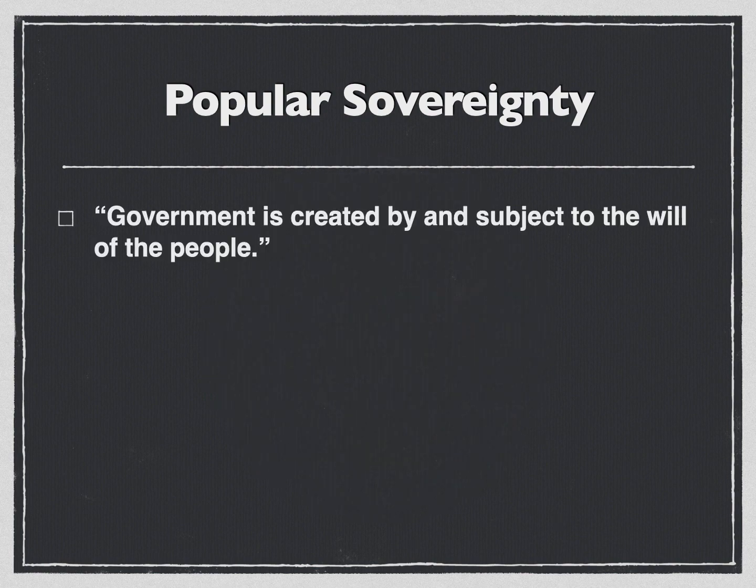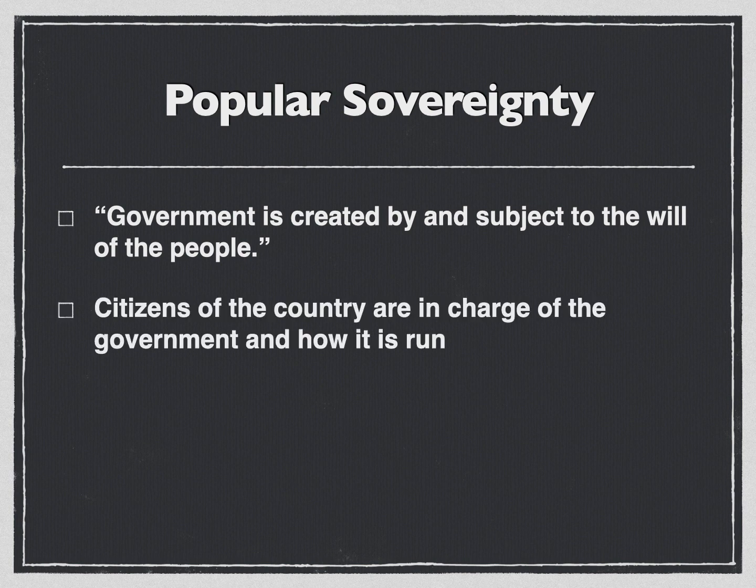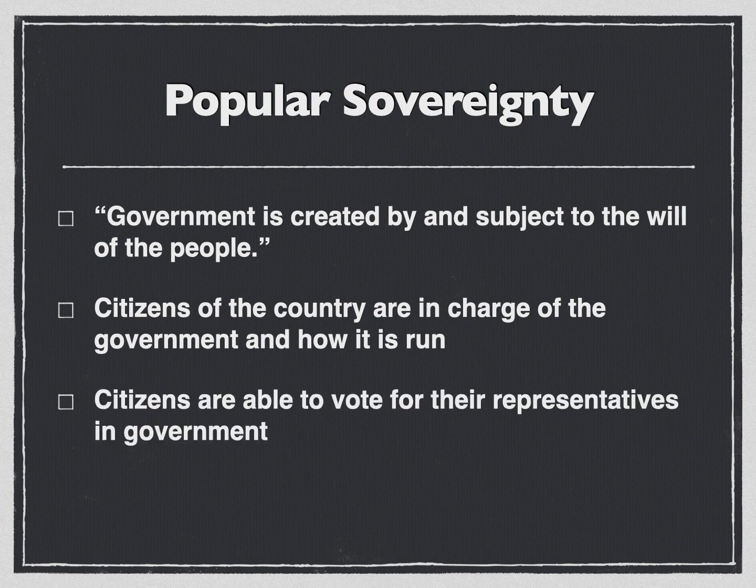Popular sovereignty is based on this idea that government is created by and subject to the will of the people. It's a foundational idea in American history and American government. Therefore, under this idea, citizens of the country are in charge of the government and how it is run. But what does that look like? Well, in the U.S., the way citizens help run the country is by voting.